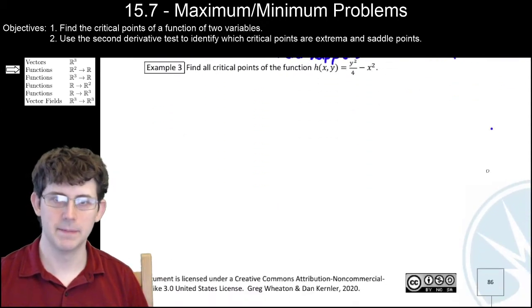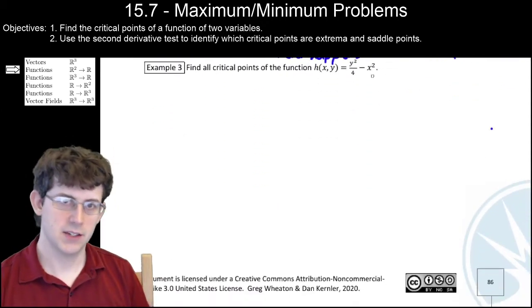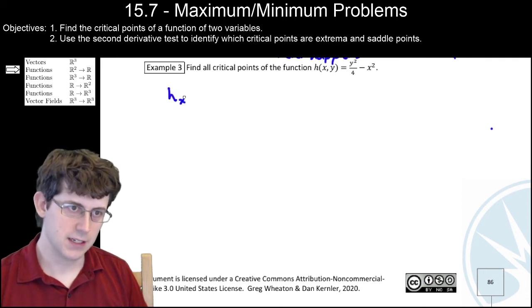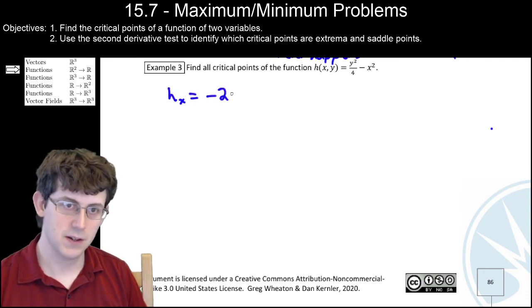Okay, here's one more. These derivatives are always going to exist, so we'll just find the derivatives and set them equal to 0.